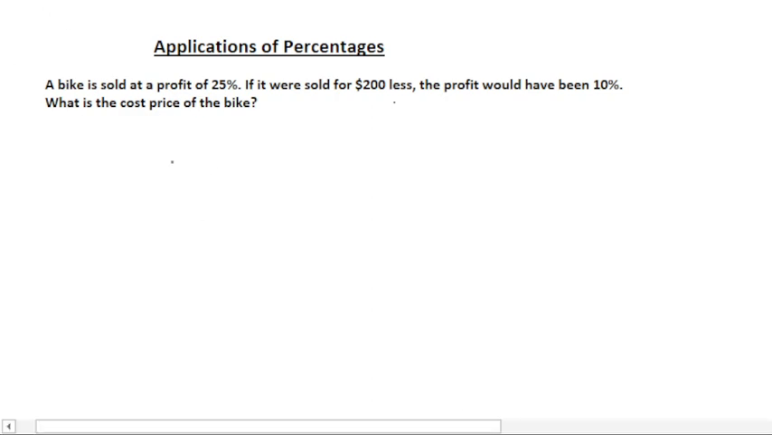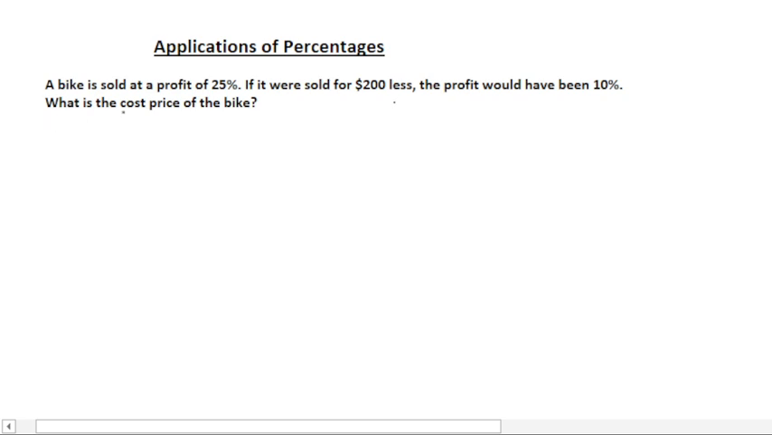Percentages find applications everywhere in real life around us. This is one such example where a bike is sold at a profit of 25%. If it were sold for $200 less, the profit would have been 10%. So there are two different profits that are mentioned here. What is the cost price of the bike? But the cost price is unknown for the bike.